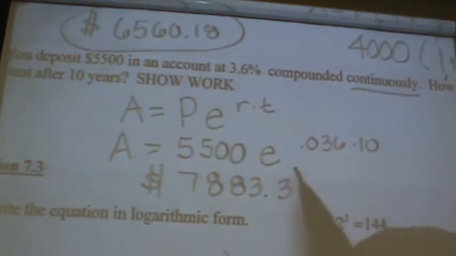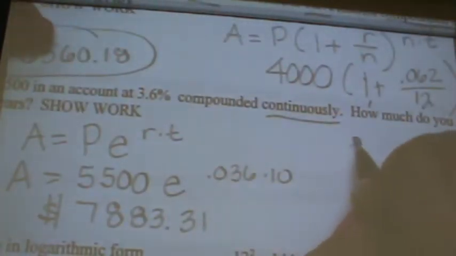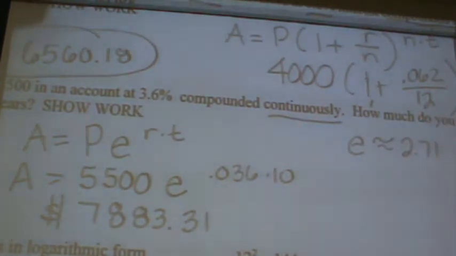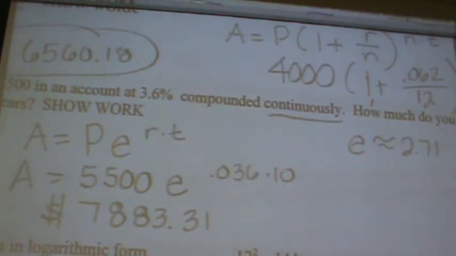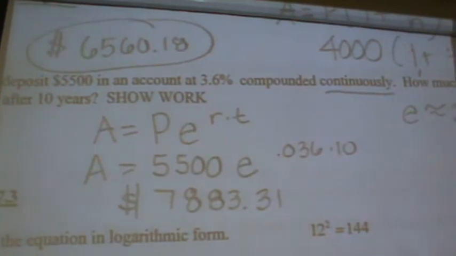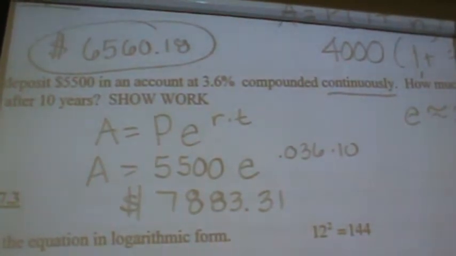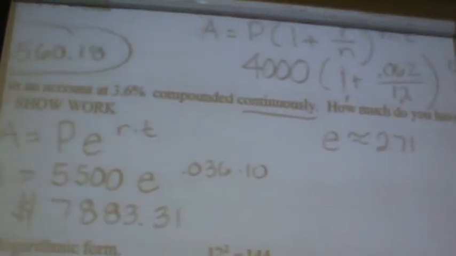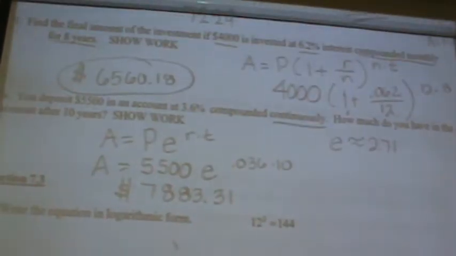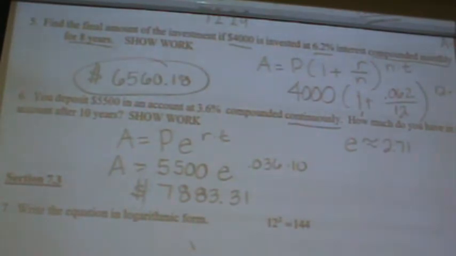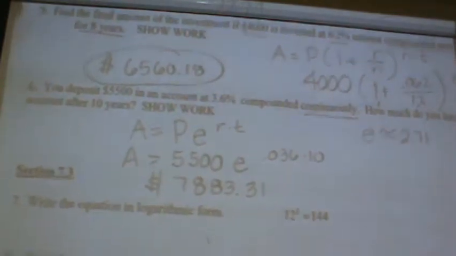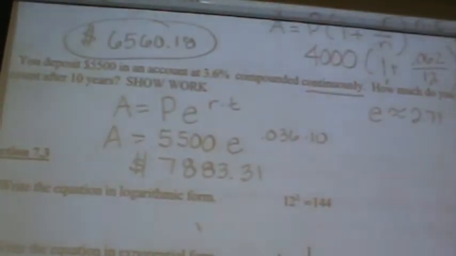So, yes, E is on your calculator. E is approximately equal to 2.71. So if you get stuck, you can use 2.71. But E will be on your calculator. Make sure you can get E on your calculator. If you can't, let me know. You get to pick whichever calculator you want to use, and if you want to have both of them in front of you, that's fine. Some like the Inspire, some like the 83s.